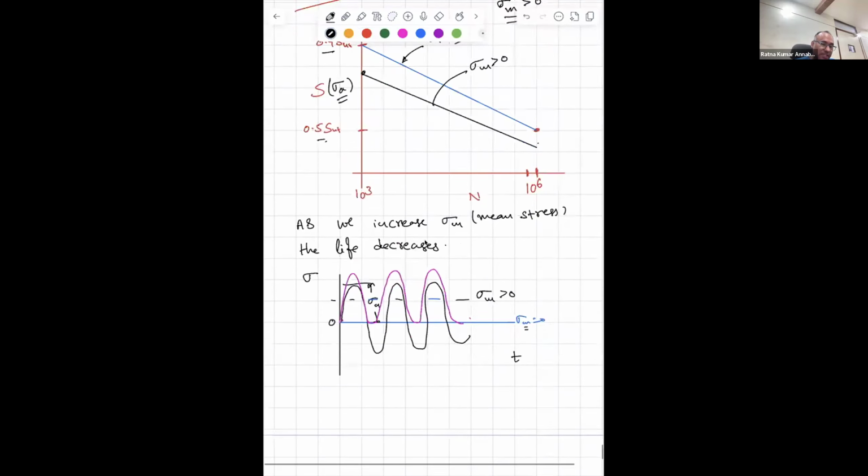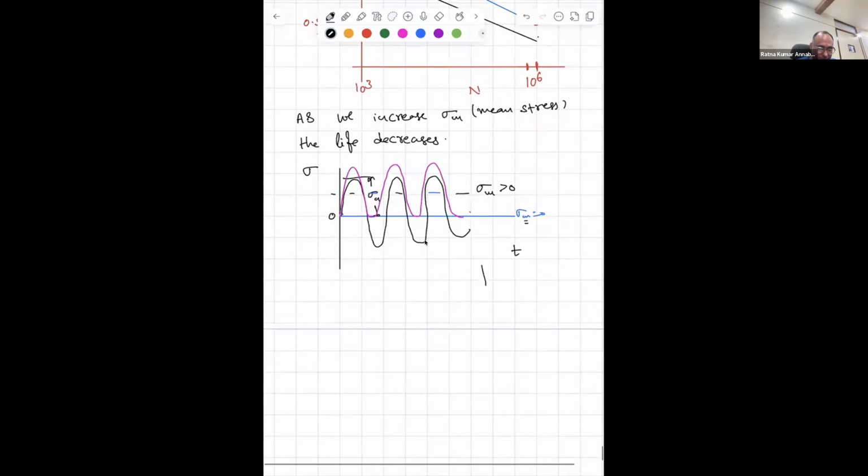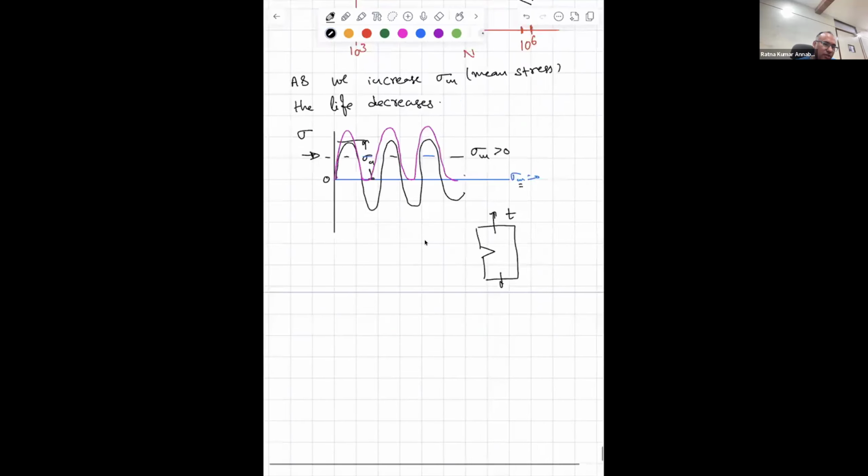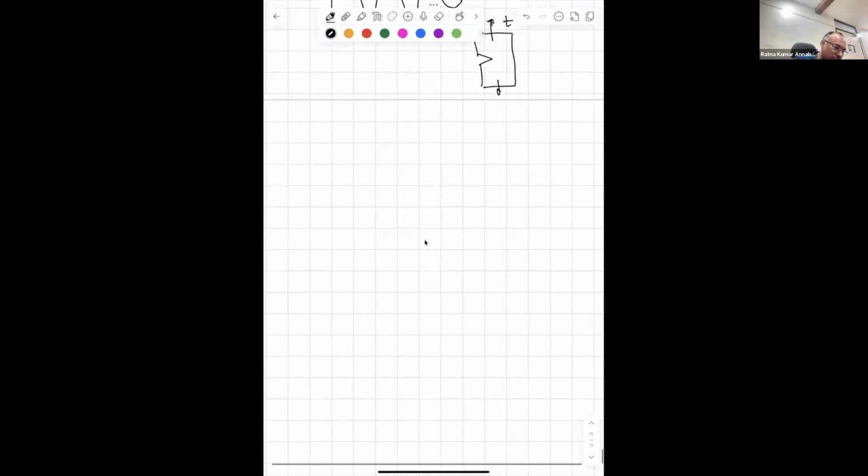Now you will see that if you have a crack, of course it is subjected to a time varying load, but on top of that, the system is always experiencing this mean stress. That means there is a positive mean stress, that means some tensile load is there, and hence that is going to be much more detrimental. As a result, your life will reduce.